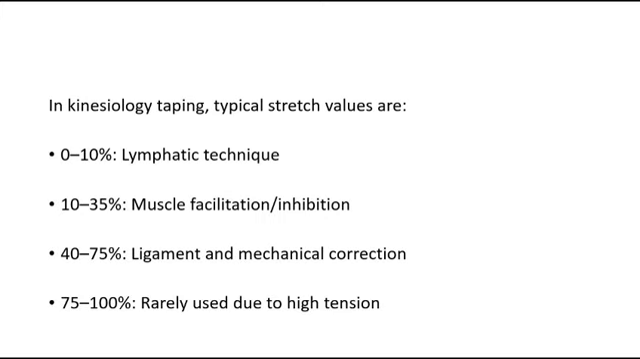So in kinesiology taping, typical stretch values are 0 to 10% for lymphatic technique, 10 to 35% for muscle facilitation and inhibition, 40 to 75% for ligament and mechanical correction, and 75 to 100% which is rarely used due to high tension. So this content was prepared from standard textbooks and advanced clinical teaching webinars to ensure accuracy and practical value.